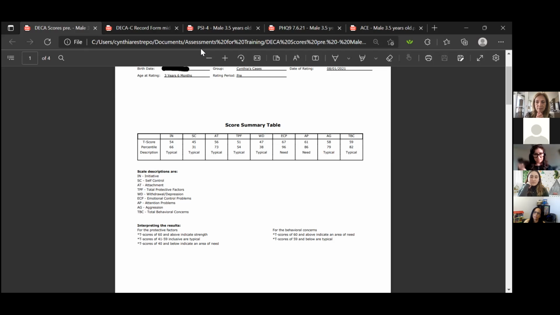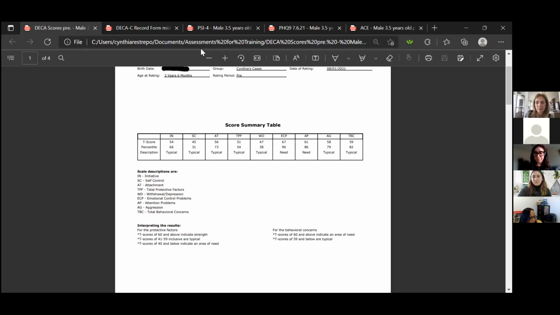The DECA, as per mom's report, only indicated that he wasn't in the typical range for emotional control and attention problems. Everything else scored typical: self-control, initiative, withdrawal, depression, aggression. She had mentioned some aggression, and that's why I mentioned it. I was like, all scored typical range, none of them more than one standard deviation when we're looking at them.